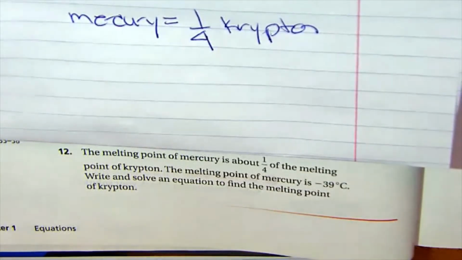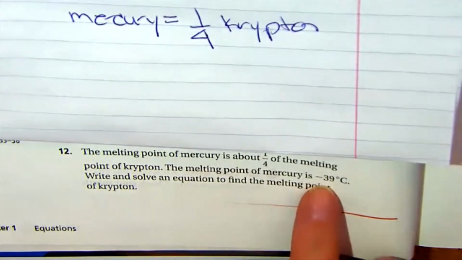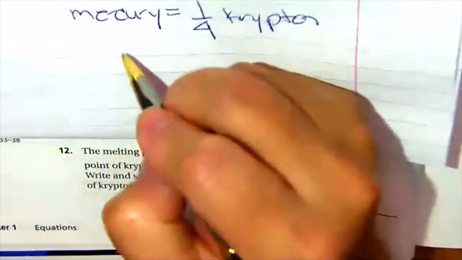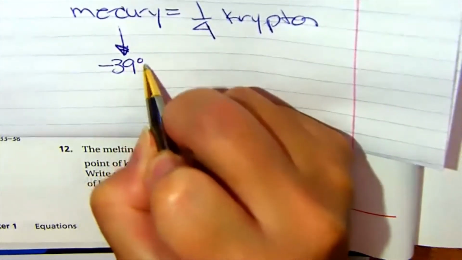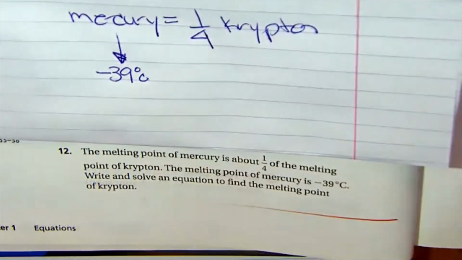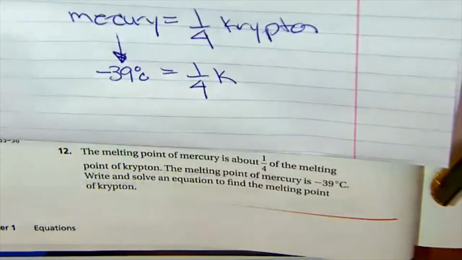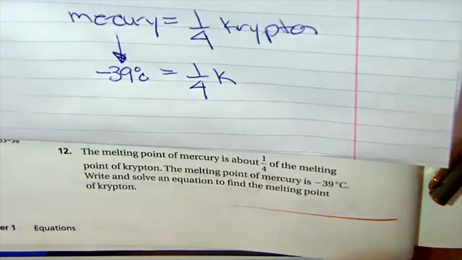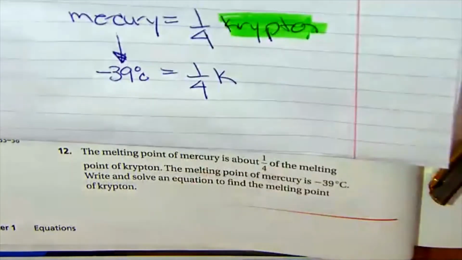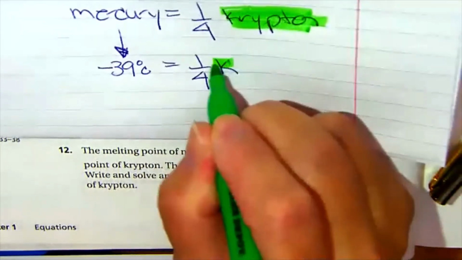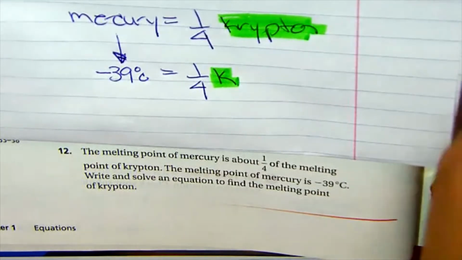So, okay. Now they're telling us the melting point of mercury is -39 degrees Celsius. So they're giving us that answer. -39 degrees Celsius equals 1/4 krypton. And they're asking us, what is the melting point of krypton? That's what we're looking for. That's the variable we're trying to isolate.